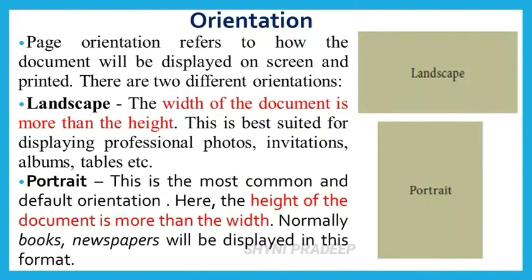What is page orientation? Page orientation refers to how the document will be displayed on the screen and printed. There are two different orientations. What are they? Landscape and portrait. What do you mean by landscape? If the width of a document is more than the height, that is called landscape. Examples are photos, invitations, albums, tables and so on.